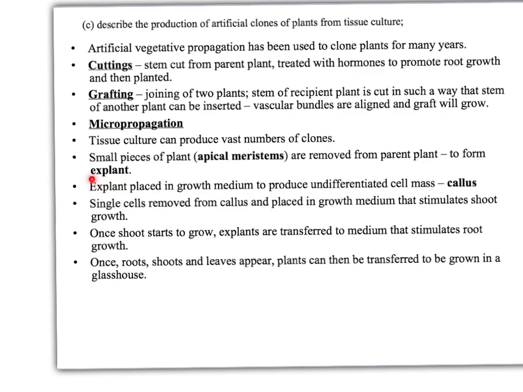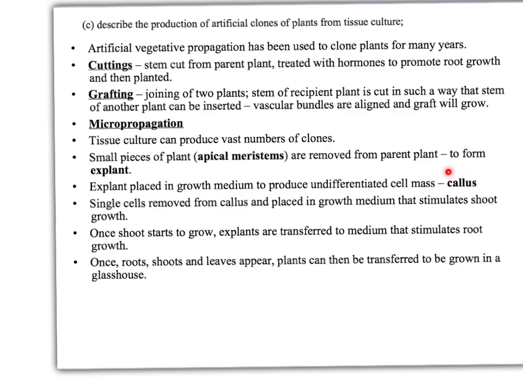The explant is then put onto a growth medium, which produces a ball of cells called a callus. These cells are all undifferentiated cells, because they originate from these stem cells or meristem cells.